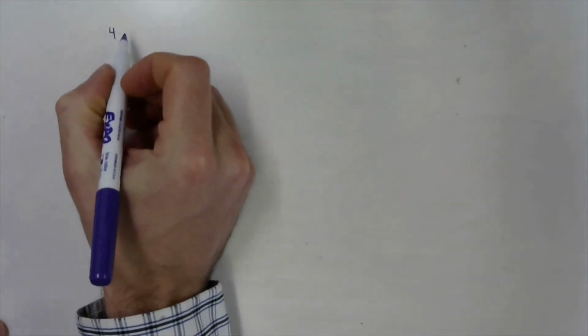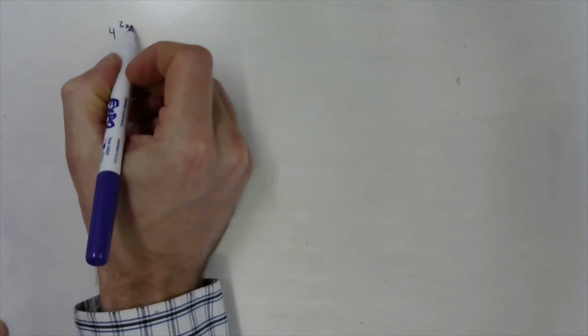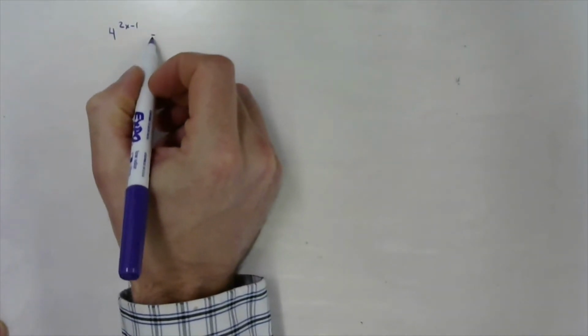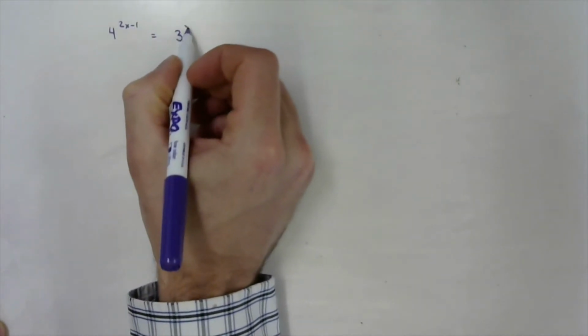Okay, solve the equation. 4 to the power of 2x minus 1 equals 3 to the power of x plus 2. Example 2, what seems to be the difficulty here? What's going to be challenging for us here? What looks like it could be challenging for us here?